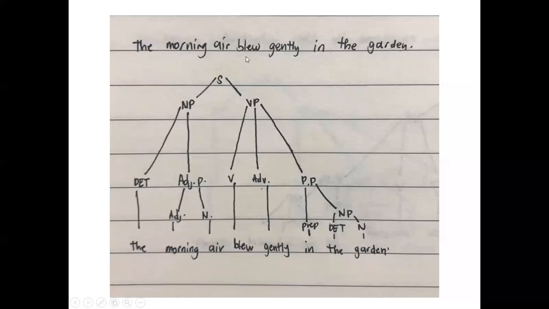So we have blew as verb, gently as adverb, in the garden as prepositional phrase. It will become the verb phrase. Overall, we have NP, VP, sentence.